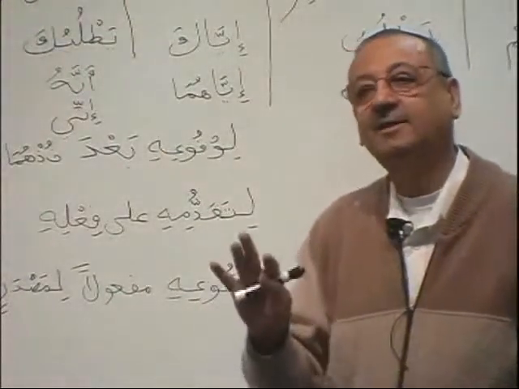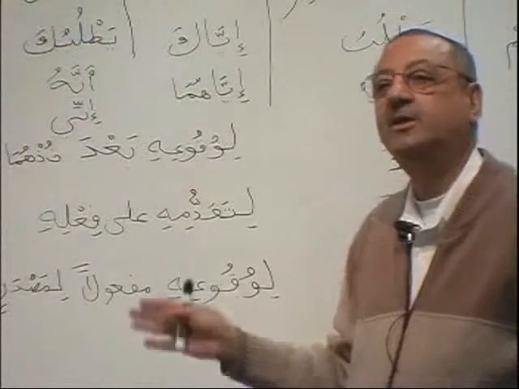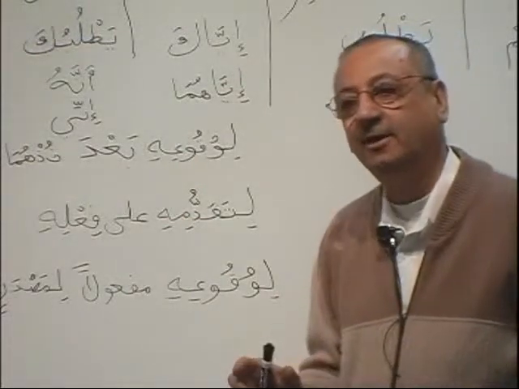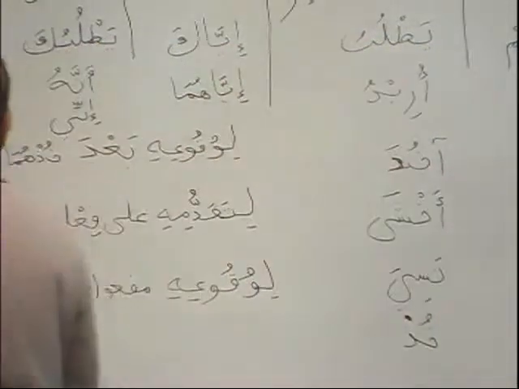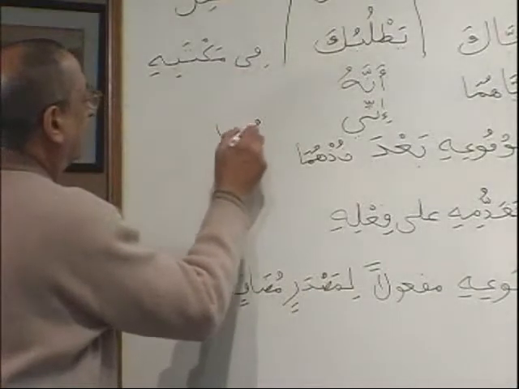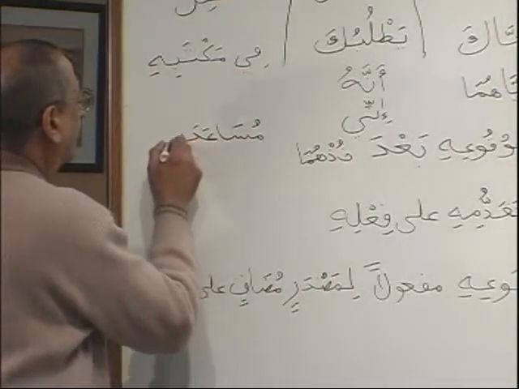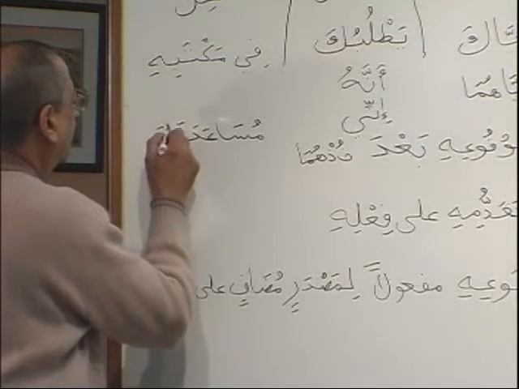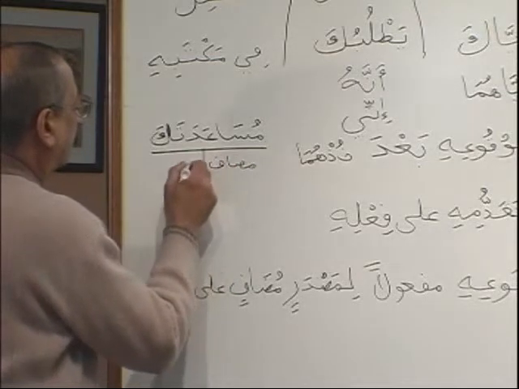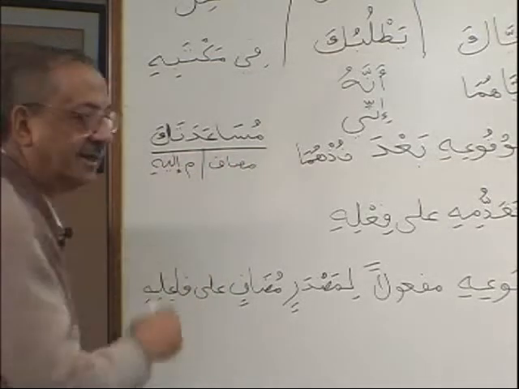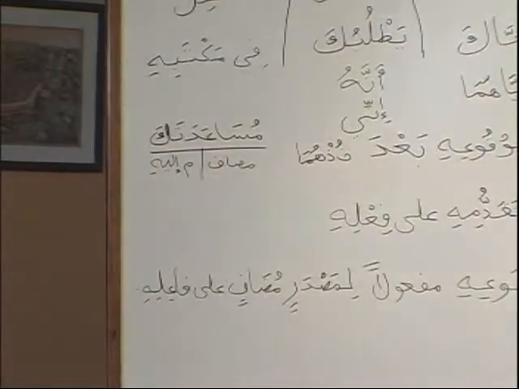But we are only talking about damir. What is musa'adata is mansub. But we are not talking about that. We are talking about only damir. So where is the damir? Ka. And what is that ka? Mudaf mudaf ilayhi. So you will write down here, musa'adataka. Because this is your mudaf ilayhi. Got the idea, brothers and sisters? Do you get it? Okay. And then you will put iyana here in this column. Fine. Is everybody with me now?